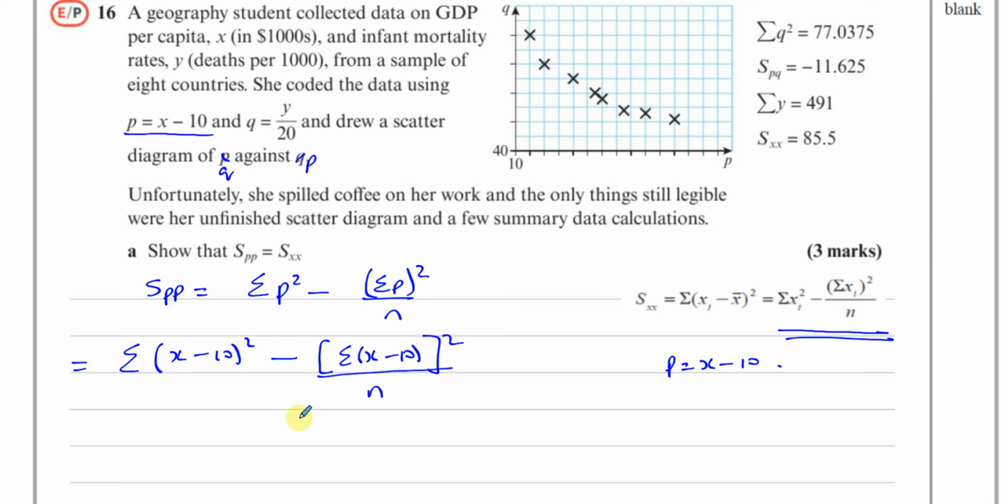Okay, so now let me just expand this. This is going to be the sum of, if I expand this bracket, I'm going to get X squared minus 20X plus 100. Okay, squaring this bracket.